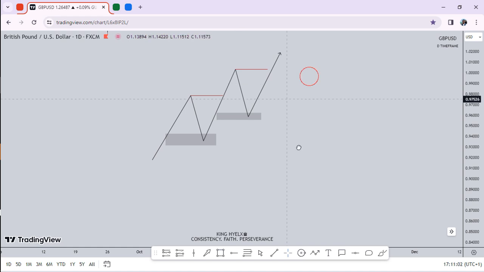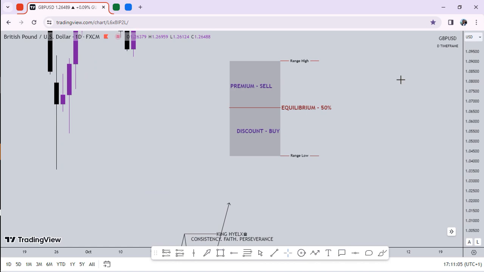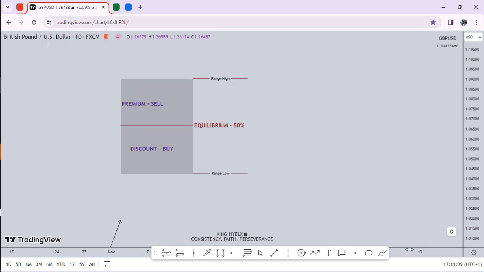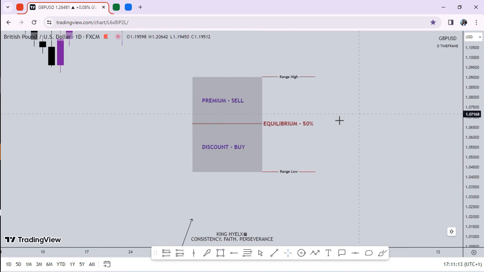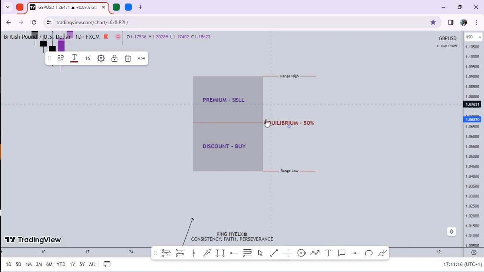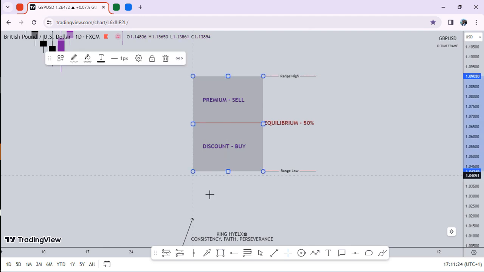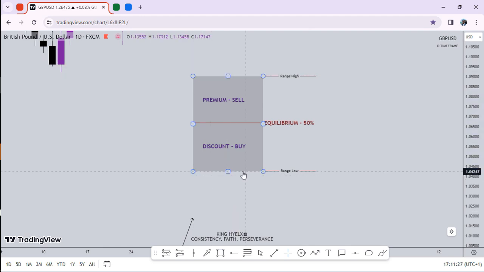So let's use this example. What we use essentially to differentiate what is premium and what is discount is equilibrium. What separates premium from discount is equilibrium. So if this full rectangle is a trading range, and these are higher low, these are higher high, so that's the range low, range high, the 50% point of it is called equilibrium. Whatever is above 50% is called premium, and whatever is below 50% is called discount.